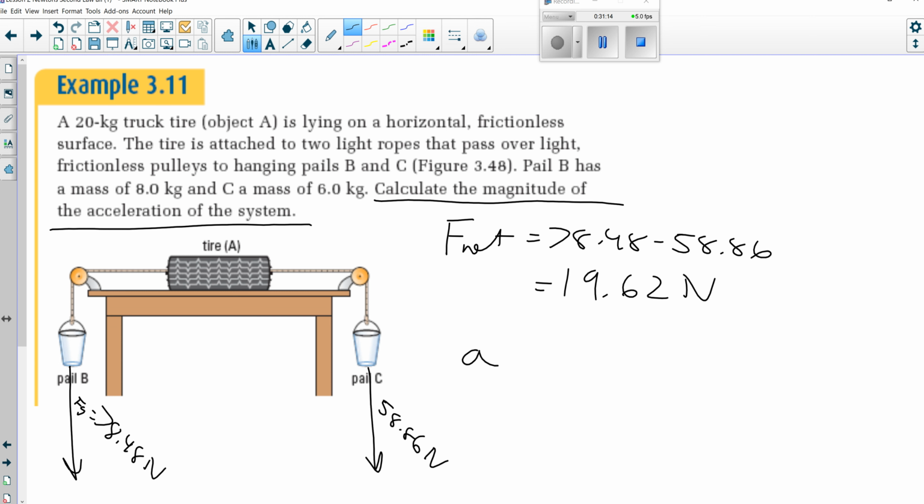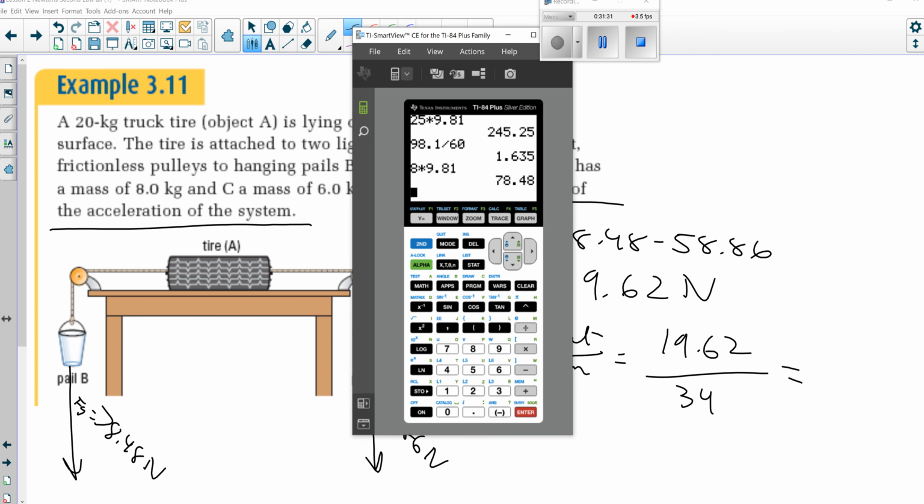So acceleration is going to be F net divided by m. So that'll be 19.62 divided by, what's our total mass here? 8 and 6 is 14 and 20 is 34. So 19.62 divided by 34, and we are looking at an acceleration of 0.58 meters per second squared. And that's it. I can't put a vector on it.